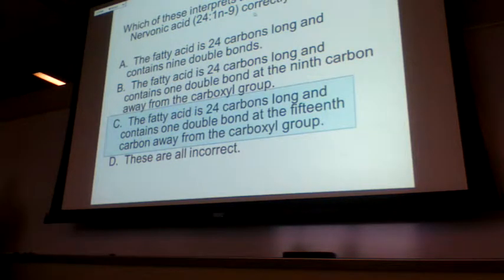So 24 minus 9 is 15, it's going to be at the 15th carbon. So again, the n is the total number, and minus 9 is how many carbons the last double bond in the series is from the end, but if there's only one, that's just the only double bond. Where that's 9, 2. So carbon number 15.